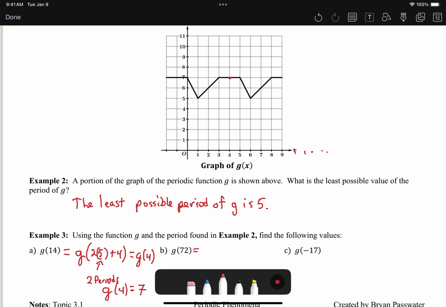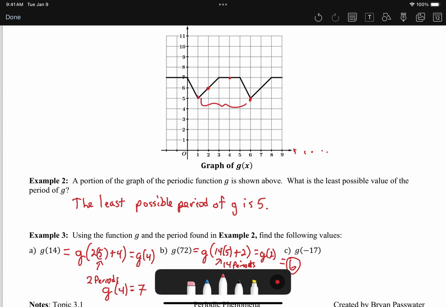Similarly, g of 72. Well, let's see, if the period's 5, what if I do 14 times 5? That's 70, isn't it? Yep, plus 2. So that would be 14 periods, 14 cycles, I like to say too. 14 of these, right there to there. 14 times leaves you with g of 2, and g of 2 is 6.